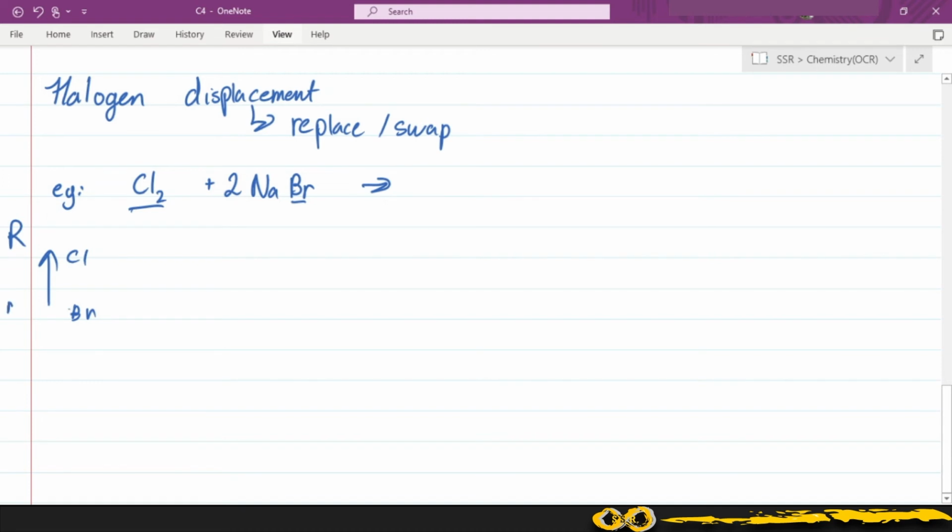If chlorine is above bromine, then chlorine will be more reactive and it will be able to displace or replace bromine in the sodium compound. So we should end up with sodium chloride and bromine as products of this reaction.